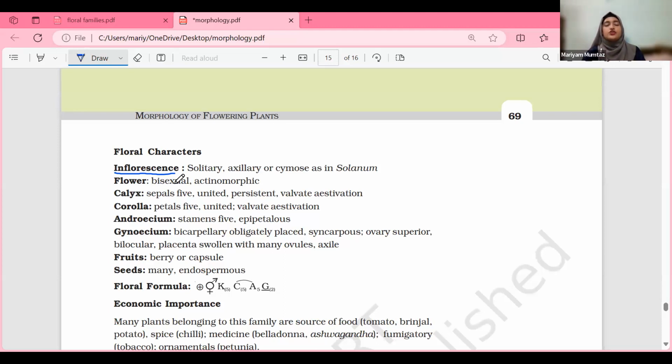Okay. Yes. So inflorescence. Inflorescence is the arrangement of flowers on the floral axis.